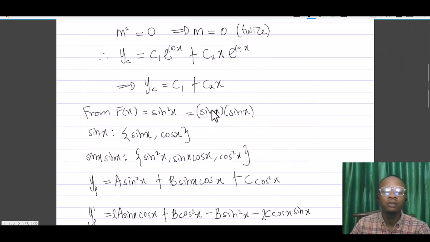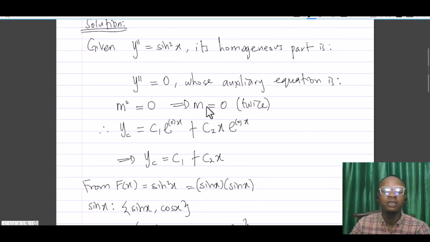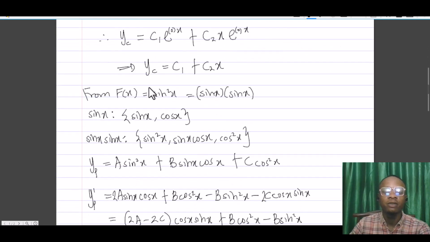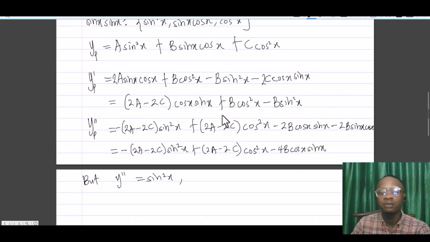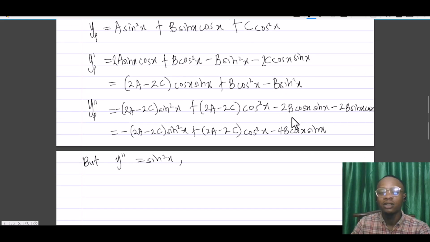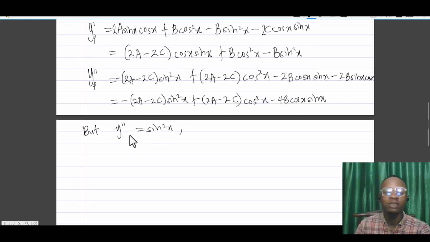So if we are going to substitute this in the given differential equation, which is y prime prime equals sine squared x, what do we have? We're just going to go through the same process. Let's look at the terms present here. They are cos x sin x, cos squared x, and sine squared x. We just identify their coefficients directly.